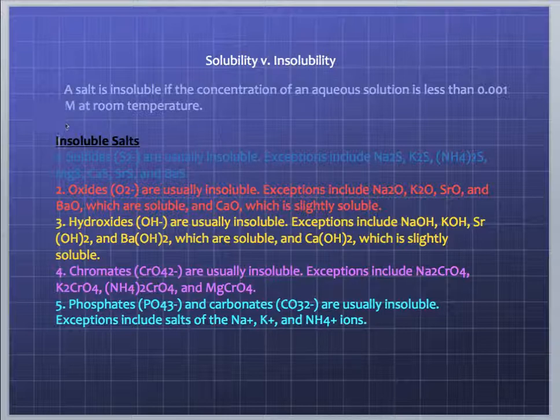Things to be aware of for insoluble salts: anything that's a sulfide, an oxide, a hydroxide, chromate, or a phosphate. There are exceptions, and you can always come back and look at the exceptions. So don't forget about the exceptions. I'm sure you can memorize this. It's pretty easy. There's only 5 of them.